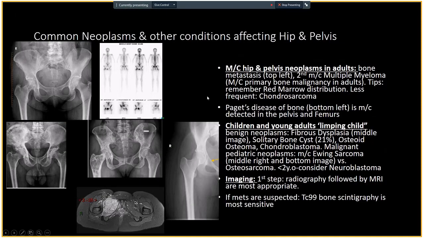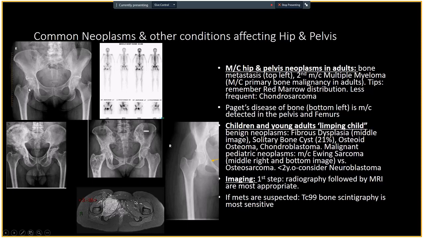Let's look a little bit at some of these neoplasms and other conditions affecting the hip and pelvis. When you think adults, any adult with hip pain, especially in cases of existing malignancy, you should always consider metastatic bone disease. Multiple myeloma will be the second most common, and then the possibility of lymphoma.